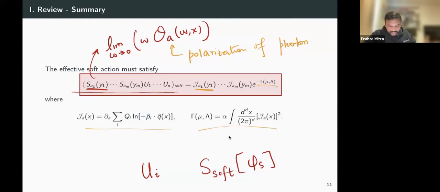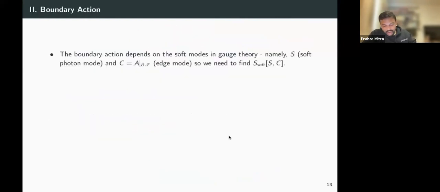So I'm going to show that that's actually possible using just symmetries. Okay, so the first step is to identify in gauge theories, what are the soft operators? So we've just discussed this. The soft operators, one of them is just S. And the other soft operator is the edge mode.